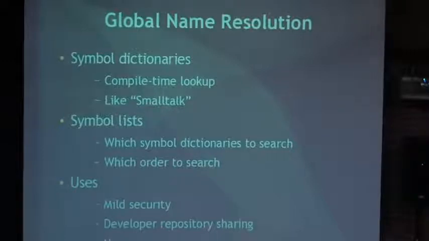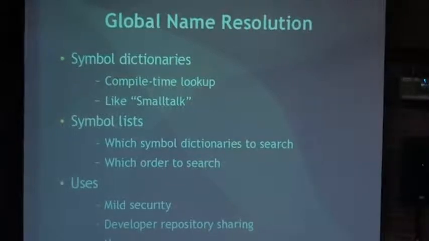By omitting a dictionary from some user's symbol list, you get a little bit of security in that they have trouble resolving that name. That's not usually very tight security. You should probably use the object level security if you really care about somebody not accessing something.